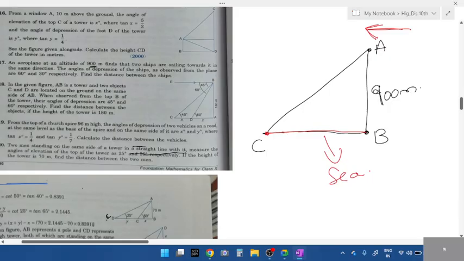Okay, sea, ocean, whatever it is. Sailing towards it in the same direction. The angle of depression of the ship. Whenever the word depression is given, look here, draw a line like this and write angle of depression. How many angles are given? One angle or two angles?